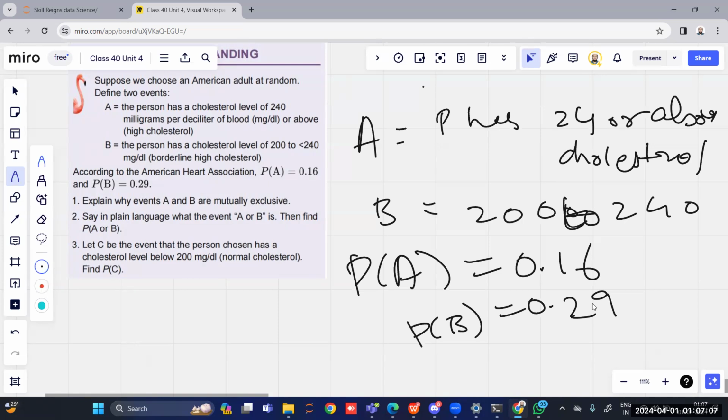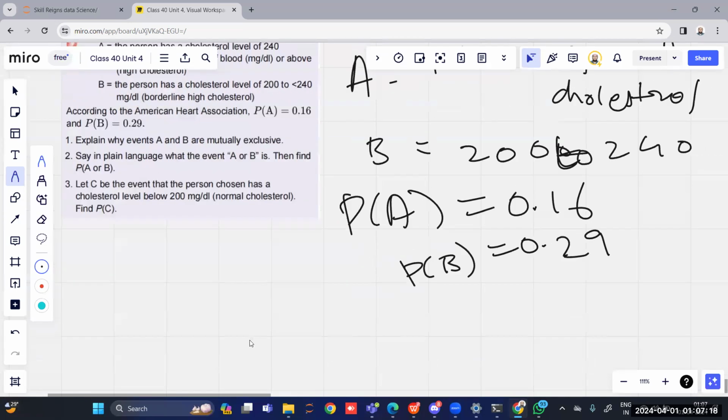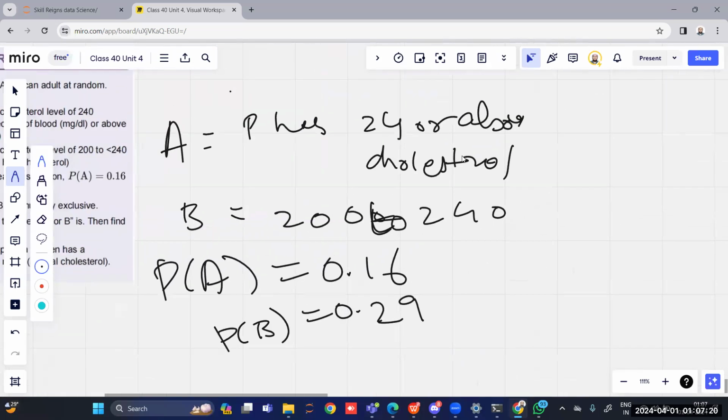So what we need to do is explain why the events are mutually exclusive. How can we explain with A and B? You can tell why they're mutually exclusive, not depending on this, but depending on this. Why? This is greater than 240, and this is less than 240. It means there is no intersection.